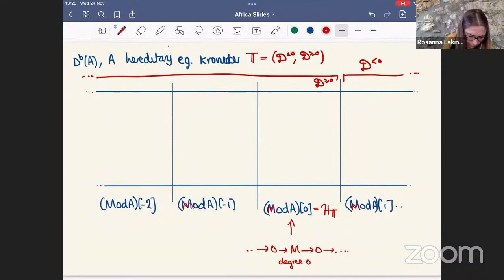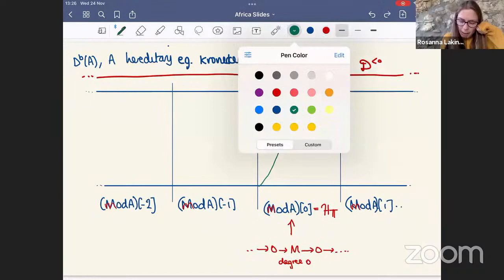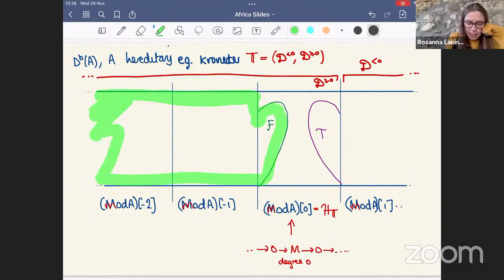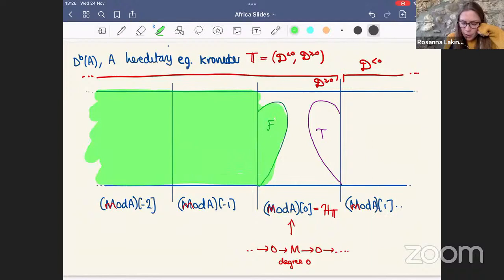Okay, so now to construct our HRS tilt, we need a torsion pair. So I'm just going to draw the torsion pair in. So it means that we have two classes in this heart. We have a class F and a class T. And there are no homomorphisms between them. And then the way that we define the T structure is that the new left-hand side of the T structure is this part of the category. So we've taken the star product of F with the one shift of the left-hand side. And the new right-hand side of the T structure is this part that I'm coloring pink here.